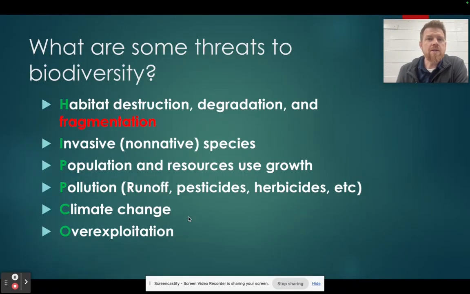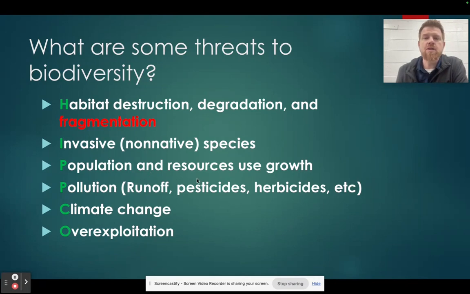Nothing to write here, but this is just a quick reminder of our big 6 threats to biodiversity. Habitat destruction, we're going to focus on fragmentation as part of habitat destruction. Invasive species are all those species that come in that aren't originally from the area. They outcompete the native species for the resources.